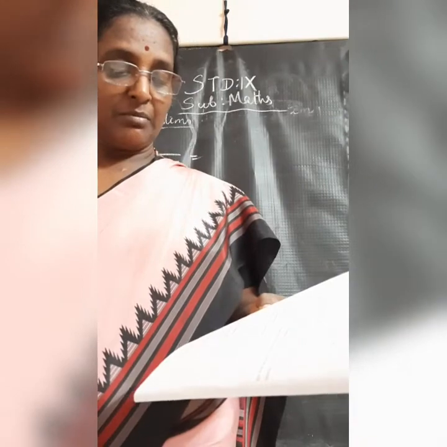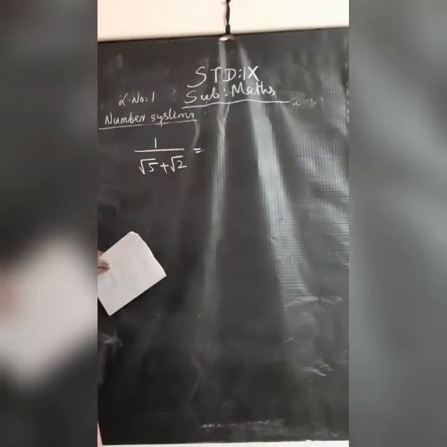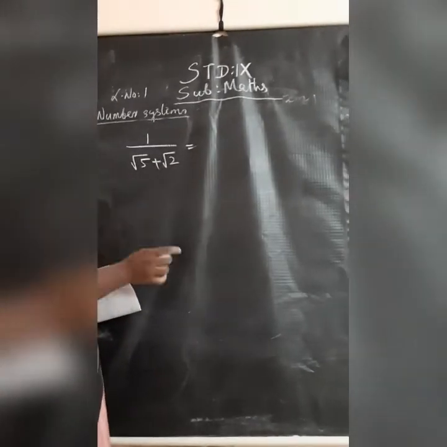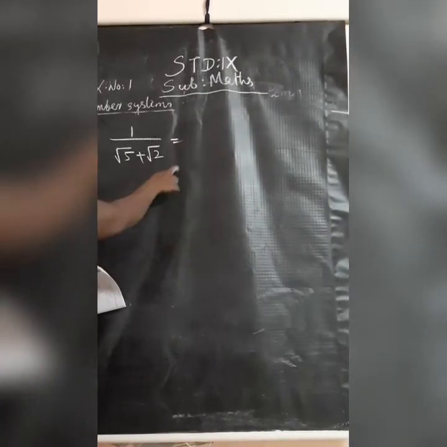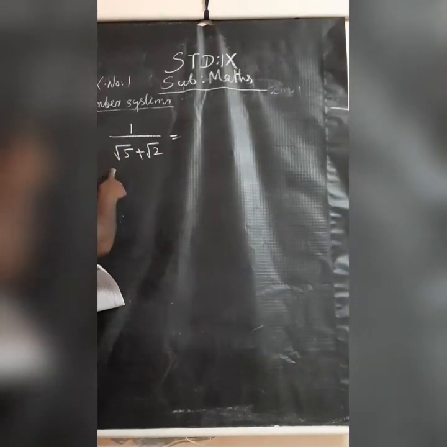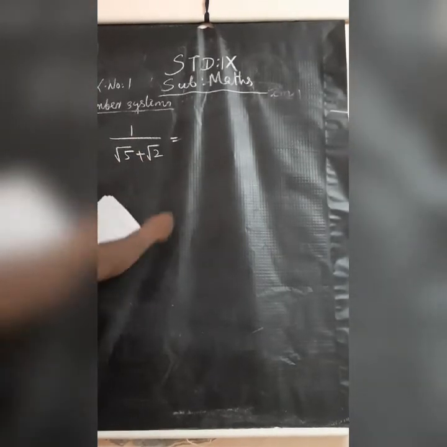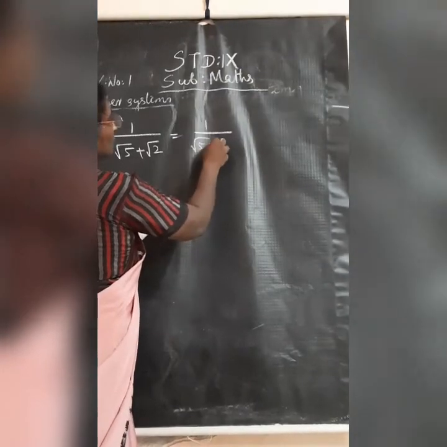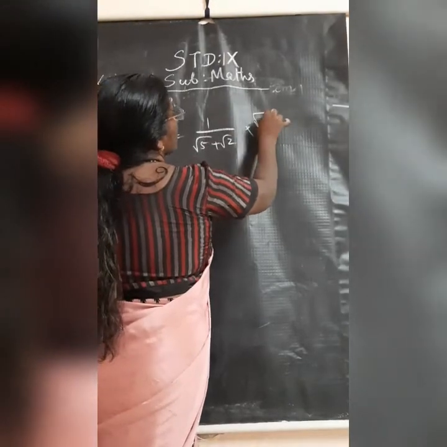Now the third sum, 1 by root 5 plus root 2. Okay? Here also how many terms are there? Two terms are there, a binomial. So here the middle sign changes. What's the rationalizing factor of this number? Root 5 minus root 2. So multiply up and down: 1 by root 5 plus root 2, into root 5 minus root 2.